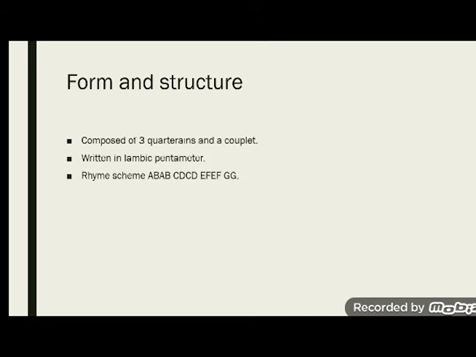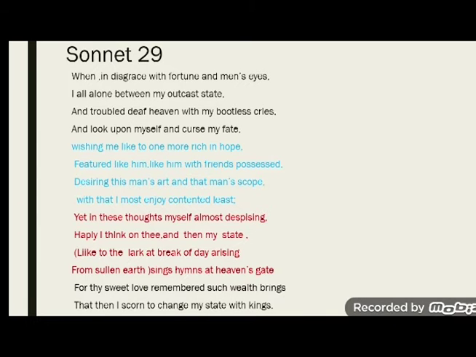And when we check form and structure, we can understand that Shakespeare's sonnet was composed of three quatrains and a couplet, and written in iambic pentameter. The rhyme scheme is ABAB CDCD EFEF GG. Then, let us look at Sonnet 29.